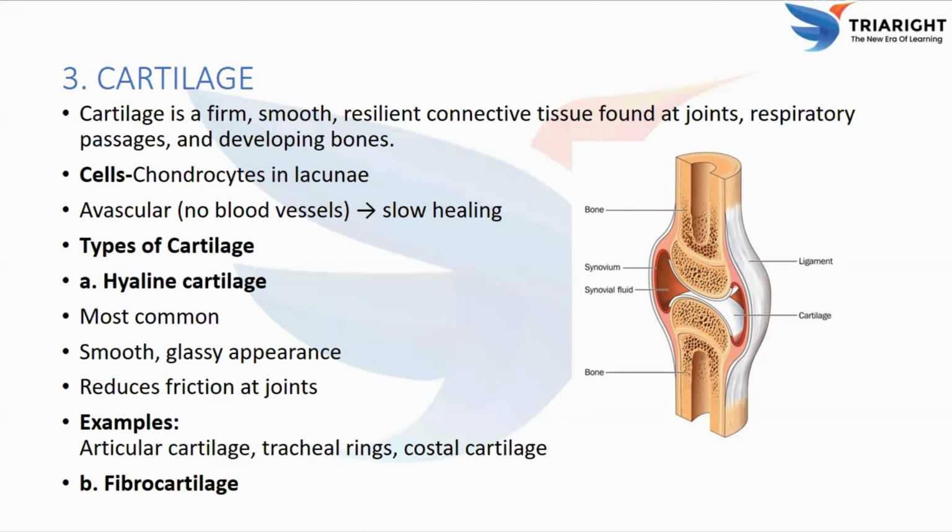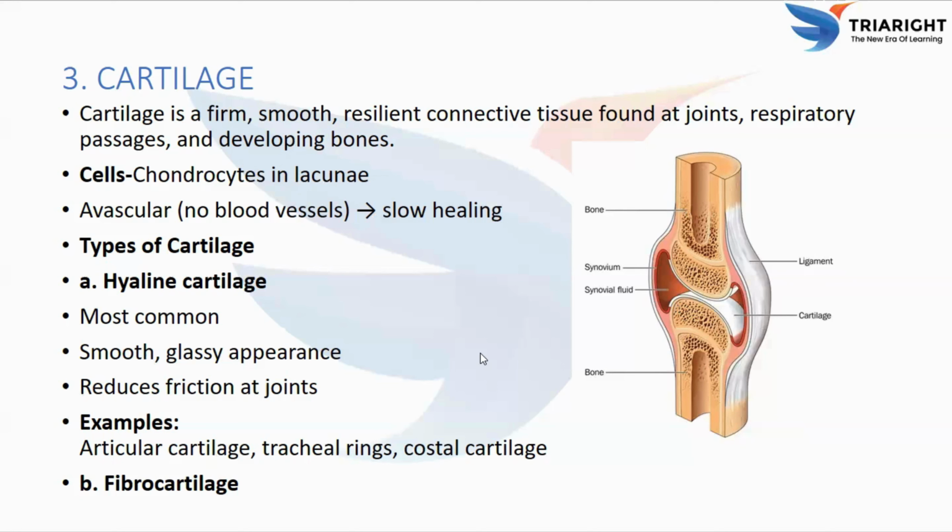So what are the cells of cartilage? Chondrocytes are the cells present in the cartilage. These are the main cells of the cartilage. They sit in small spaces called lacunae, and this is the picture of the cartilage. Here you can see the ligament, cartilage, synovial fluid, synovium, and bone to bone.